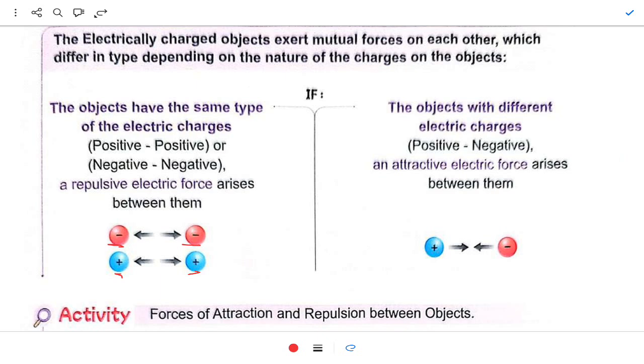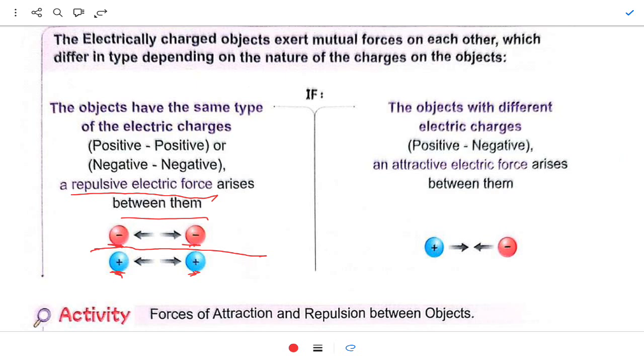What will happen if you make them close to each other؟ لو قربنا النيجاتيف من النيجاتيف وقربنا البوزيتيف من البوزيتيف، بصوا دول لوحدهم ودول لوحدهم، لو قربنا البوزيتيف من البوزيتيف او النيجاتيف من النيجاتيف، اهم حاجه they have the same charge. What will happen? A repulsive electric force arises between them.